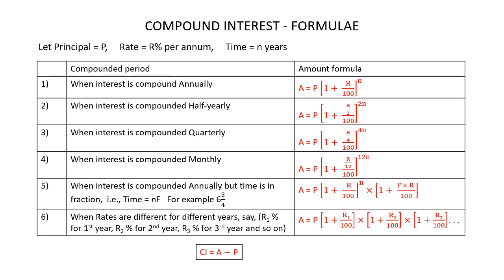So once amount is found using the amount formula and principal is known, compound interest can be easily calculated using the formula CI is equal to A minus P. Memorize and remember all these formulae which will help you to solve compound interest problems easily.